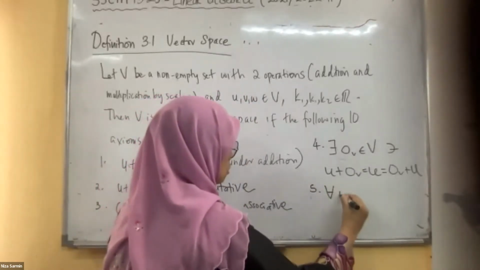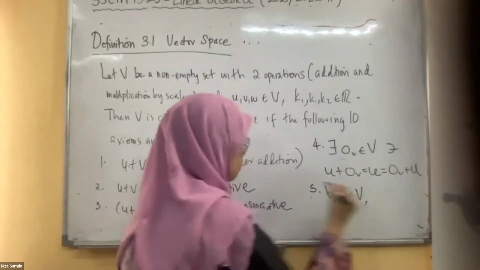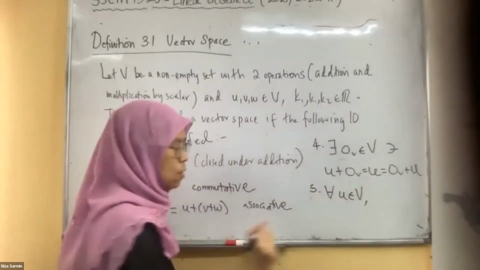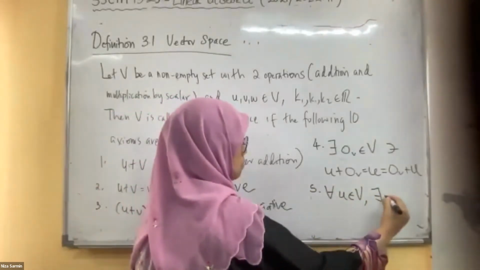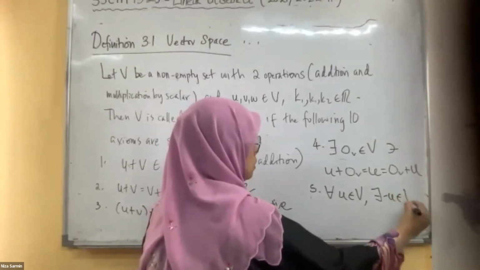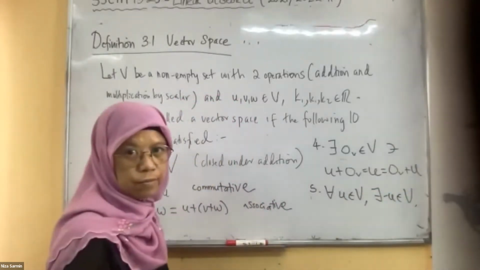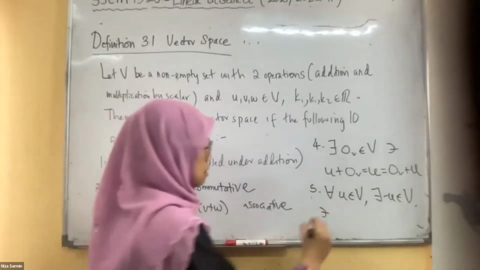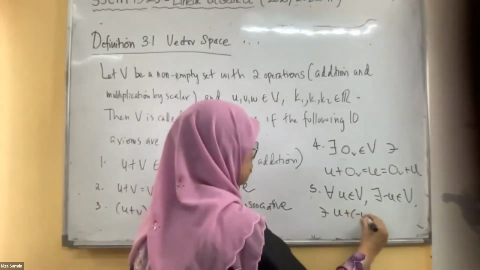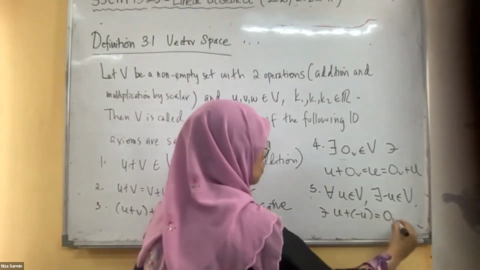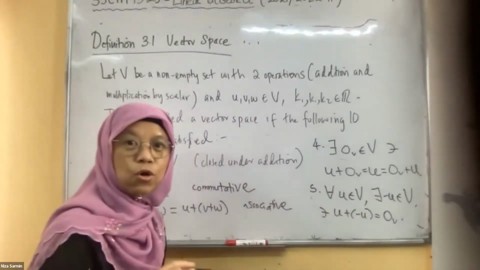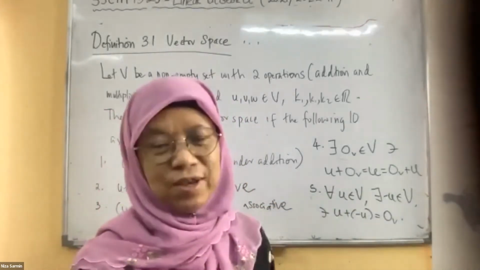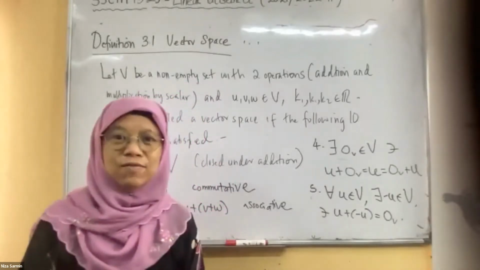For all u in V, there exists negative u in V such that u plus negative u is 0. And what we call negative u is the negative vector.